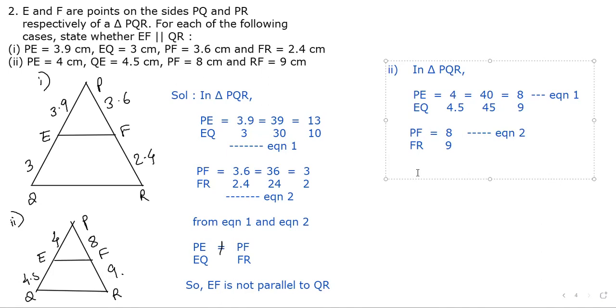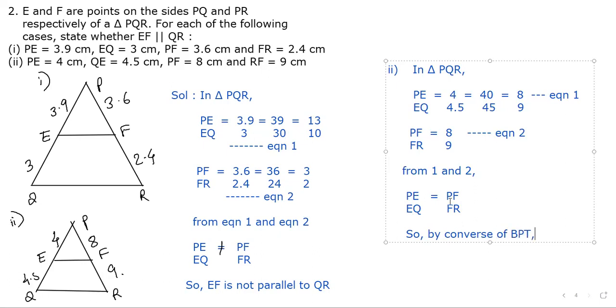Yes, here are they parallel now? Yes. So from 1 and 2, what I'm going to write? PE upon EQ is equal to PF upon FR, by converse of BPT. Correct. Therefore, EF parallel QR. Yes or no?